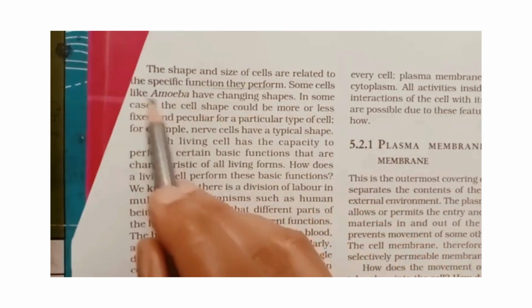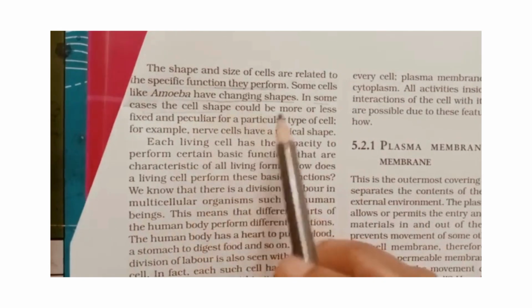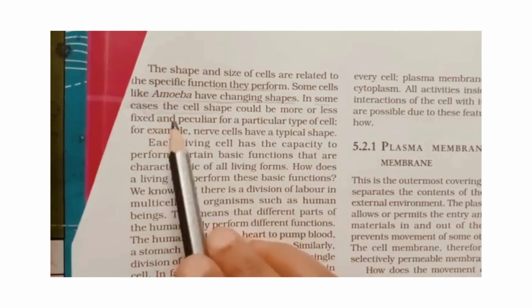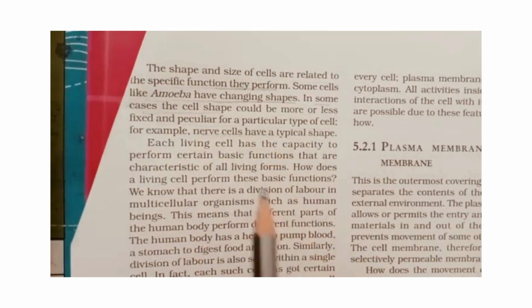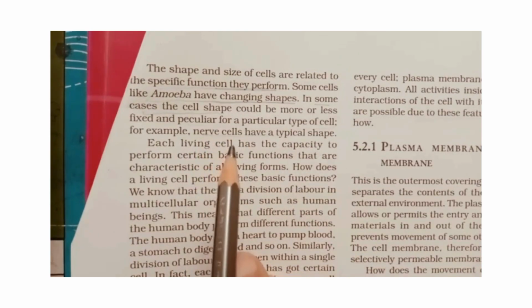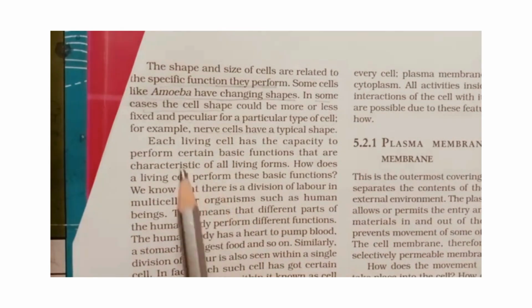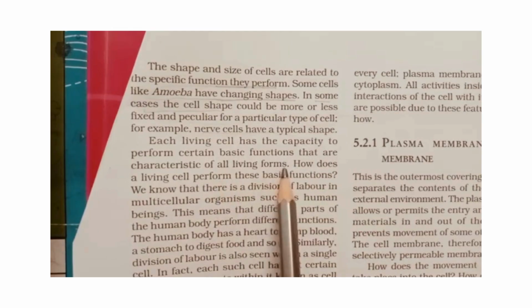Some cells like amoeba have changing shapes. In some cases, the cell shape could be more or less fixed and peculiar for a particular type of cell. Example, nerve cell दिया है, shape बिल्कुल peculiar है, long elongated रहते हैं with dendrites so that they can pass on the electrical impulses or the electrical signals. Each living cell has a capacity to perform certain basic functions that are characteristics of all living forms.